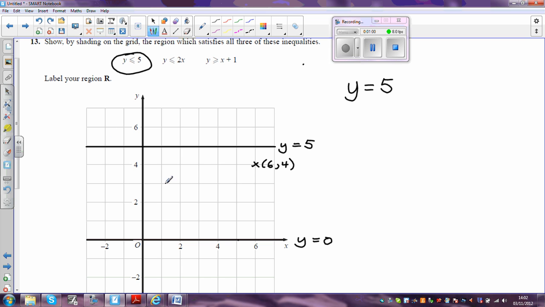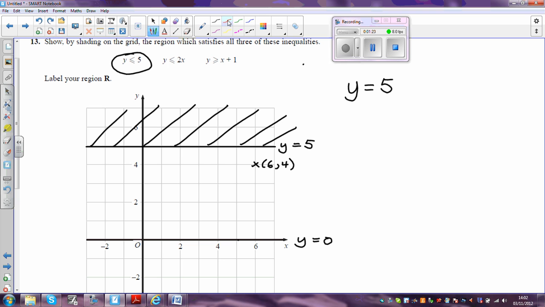In other words, this is the region we want, all the points which are below this line. Okay, in other words, we shade out what we don't want, which is everything above the line y equals 5. So the required region for that first inequality is the whole region here below the line y equals 5.